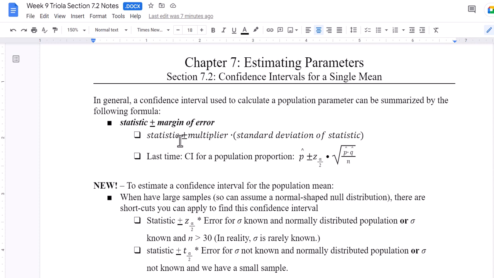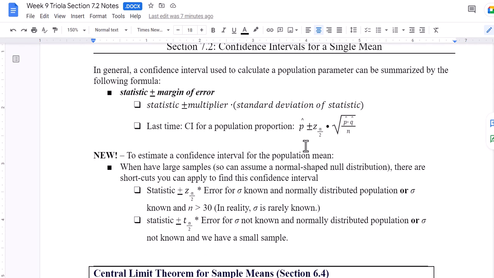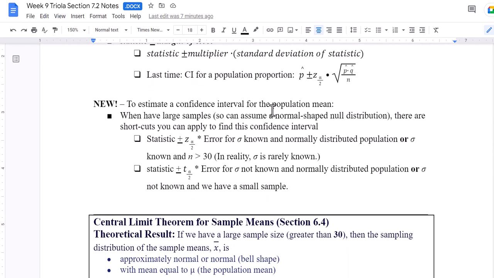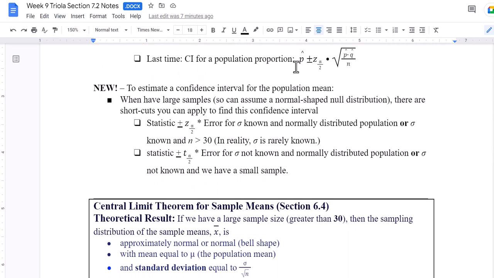So a statistic plus or minus the multiplier times the standard deviation of our statistic. For section 7.1, our point estimate was our p hat, the sample proportion, plus or minus our critical value. This is the multiplier times the standard deviation of our sampling distribution. So it's the square root of p hat times q hat over n.